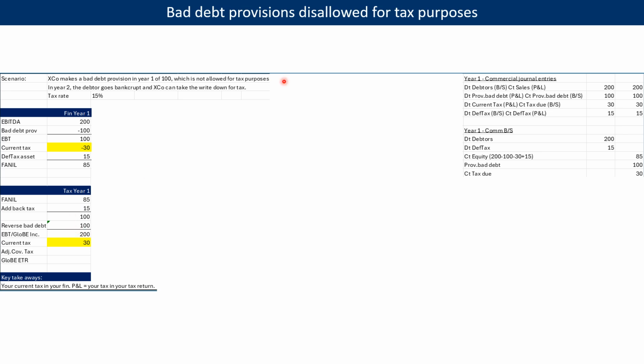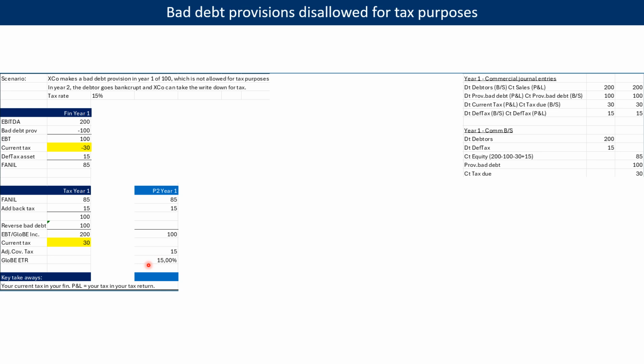If we look at what Pillar 2 looks like for year 1, we have a final of 85. We add back the tax of minus 30 plus 15, so it's 15. So we end up with a GloBE income of 100. That's our commercial income, right? And then we add back the 15 taxes, again, the combination of the deferred and the current taxes to calculate what our effective tax rate for year 1 is, and that is going to be 15%.